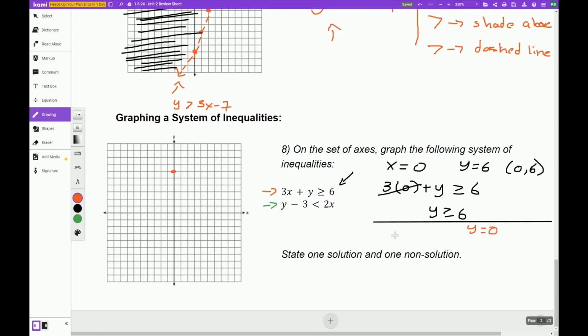So we're going to say 3x plus, instead of y, we're going to say 0, is greater than or equal to 6. Anything plus 0 is 0, so we're left with 3x is greater than or equal to 6. We divide by 3 on both sides. x is greater than or equal to 2. So when y is 0, x is equal to 2. So the x-intercept is (2, 0), which is here, 1, 2. I see that it is a greater than or equal to sign, so we're going to use a solid line.